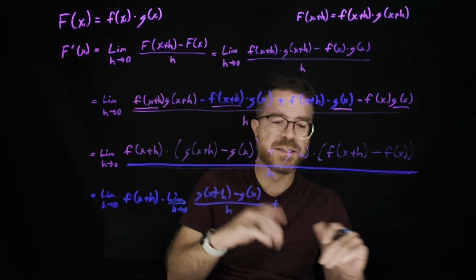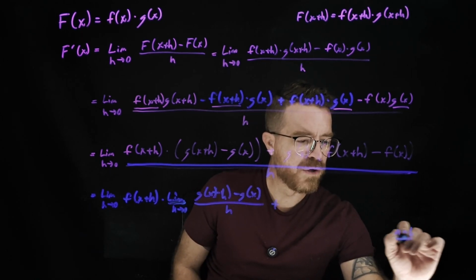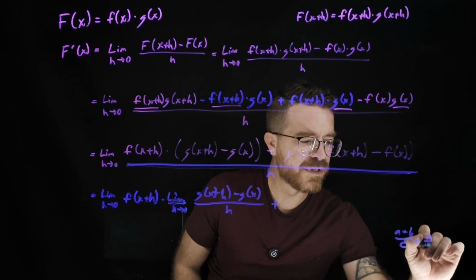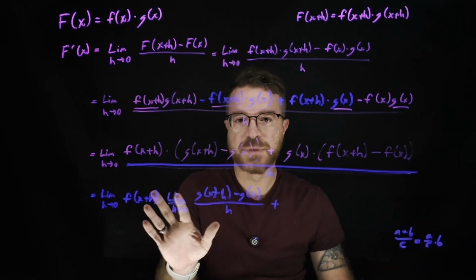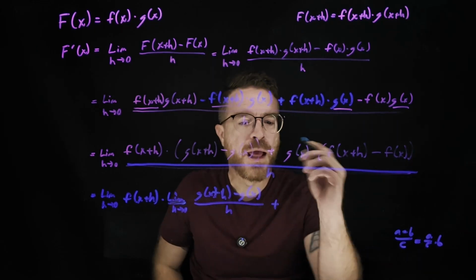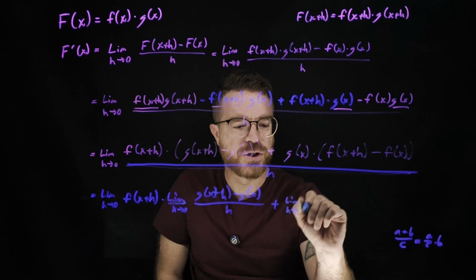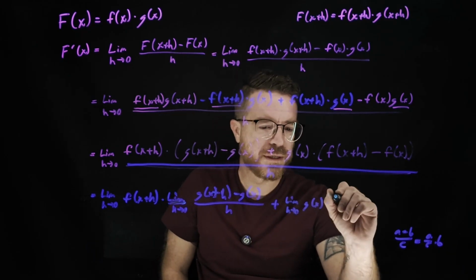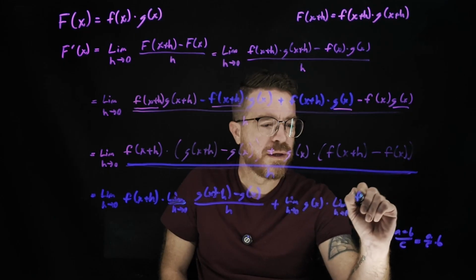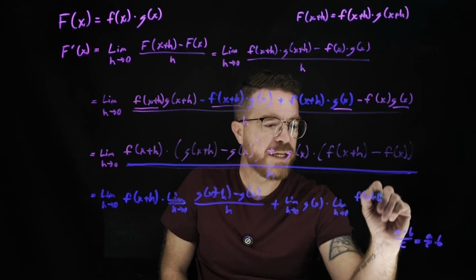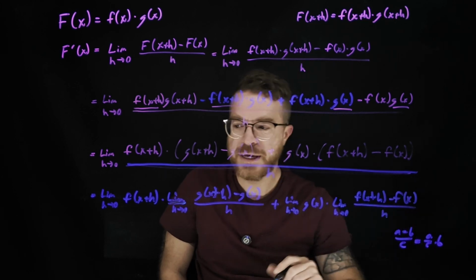Plus, right? Because think about it this way. If I have A times B over C, I could write this as A over C times B. That's all I did. I just put the h on this term, but because these two are multiplied, it doesn't change anything. Plus the limit as h approaches 0, g of x, times the limit as h approaches 0, f of x plus h minus f of x divided by h.